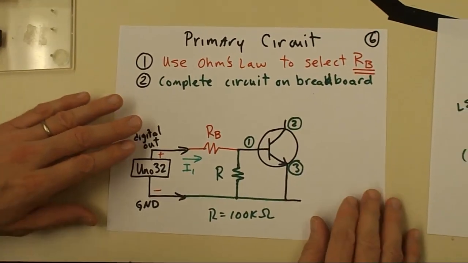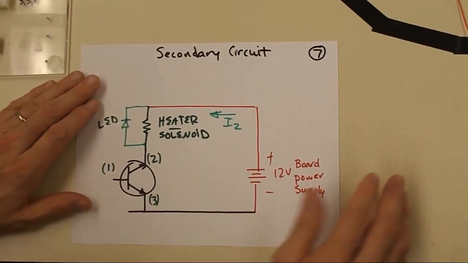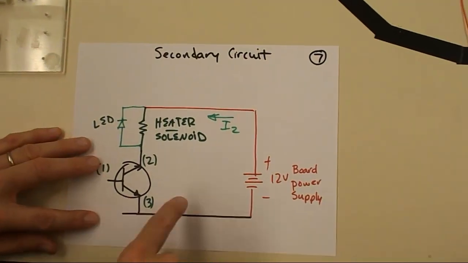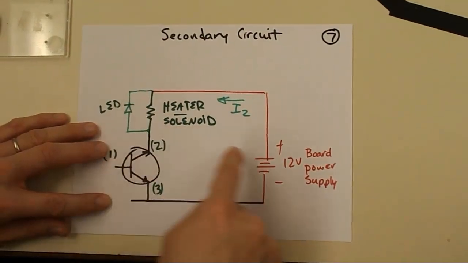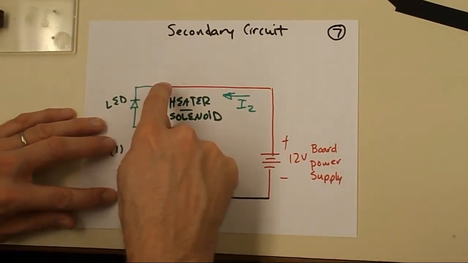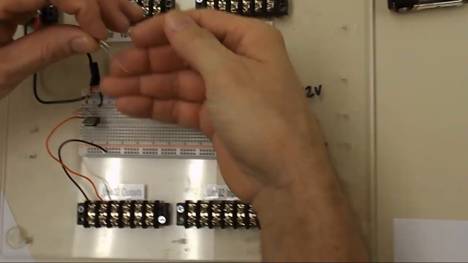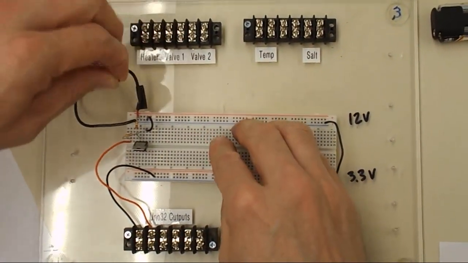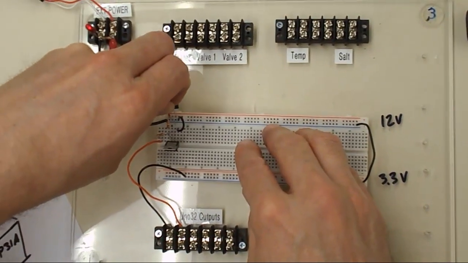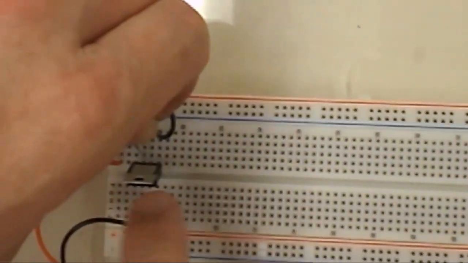Alright, so let's take a look at the secondary circuit. We'll come back and check them out both later, but let's finish the secondary circuit now. So first thing to do is we want to go ahead and put in our indication LED, and so it's going to go from the positive 12 volts. We're going to go through the LED into pin 2. So on the breadboard, again, here's the LED. The longer leg is the positive leg, so that's the one we want to plug into 12 volts. And we want it to also be connected to pin 2, and so that's the middle one.